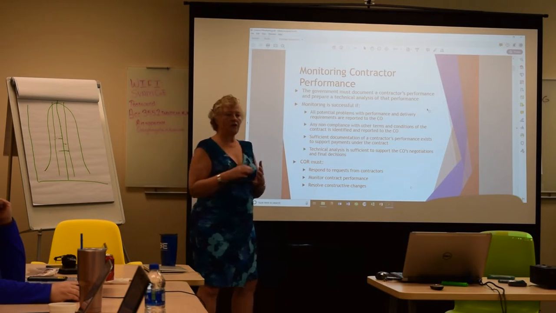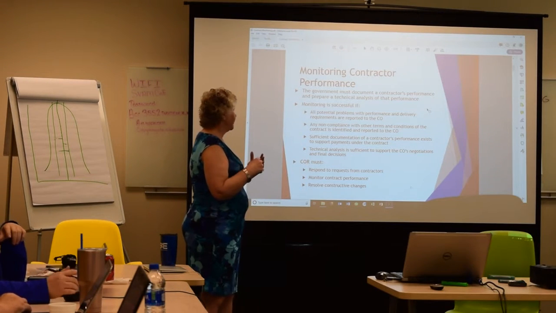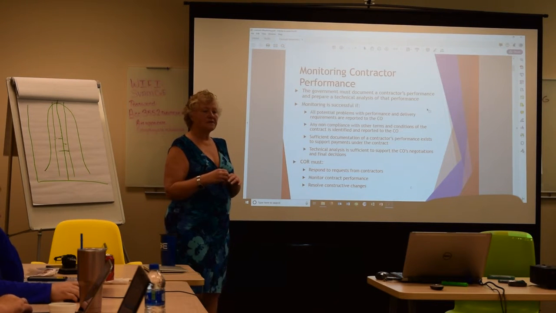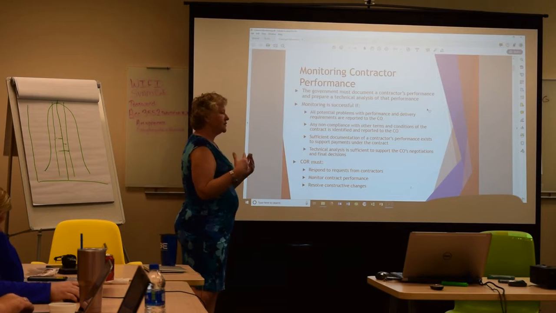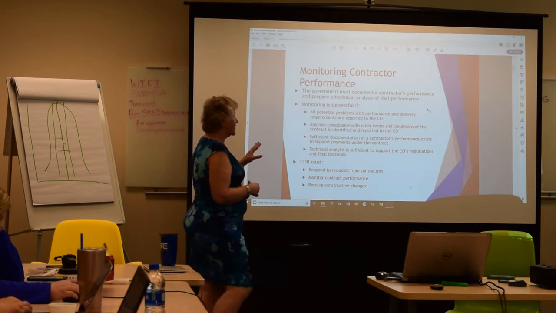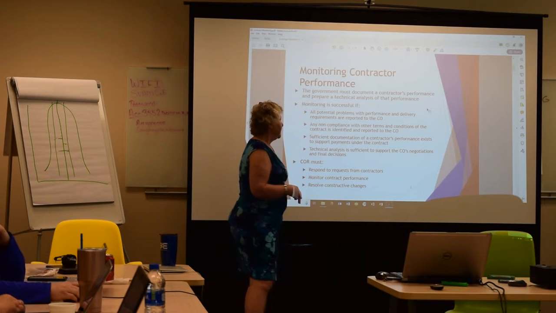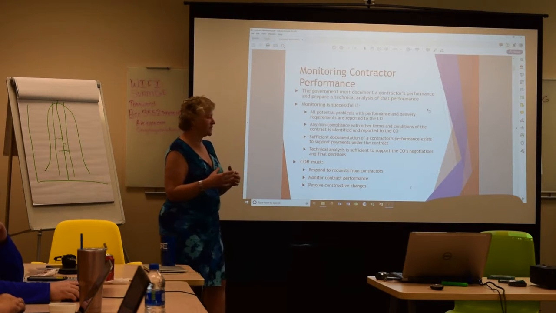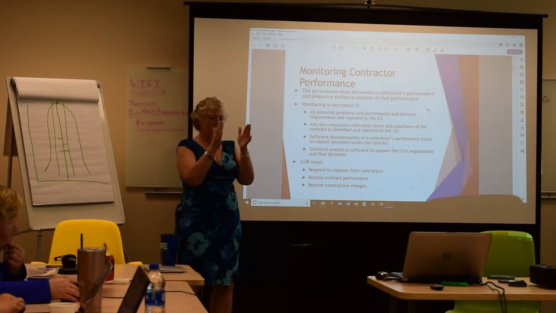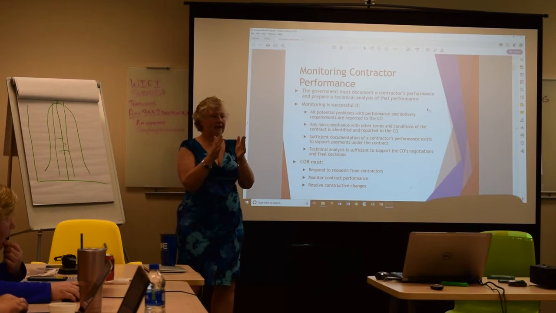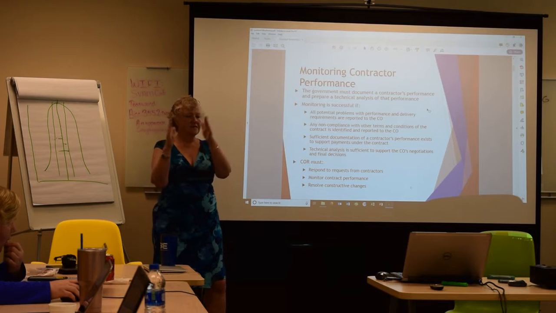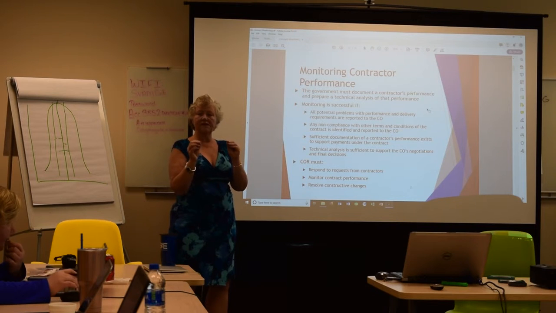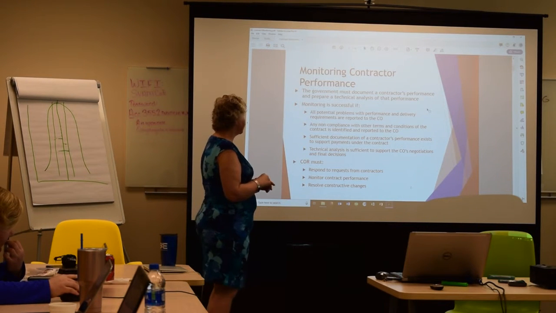Monitoring is successful if all potential problems with any kind of performance or delivery requirements are reported directly to the CO, because the COR can't issue a cure notice or a delay or stop work order or anything like that. It has to go through the CO, so it's a reporting chain. Any non-compliance with other terms and conditions of the contract is identified and reported to the CO. So basically, the COR has the contract as their Bible, and they're watching what you do on a day-to-day basis and comparing you to that set of requirements. And anything where you're deviating from those requirements, that's what they're reporting to the CO.